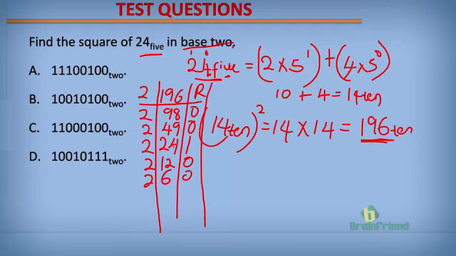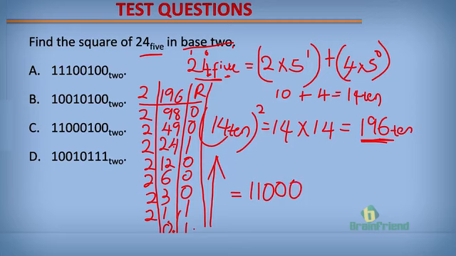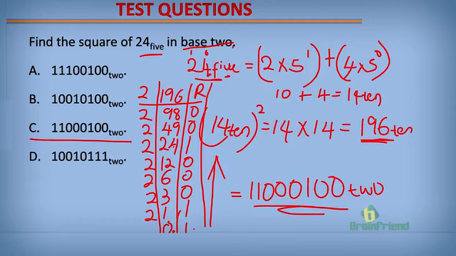And 6 divided by 2 gives 3, remainder 0. 3 divided by 2 gives 1, remainder 1. And 1 divided by 2 gives 0, remainder 1. So this is where we stop since we have arrived at 0. So the answer is the remainders from the bottom to the top. So the square of 24 base 5 in base 2 is equal to 11000100 base 2. And that is option C. So option C is the correct answer.